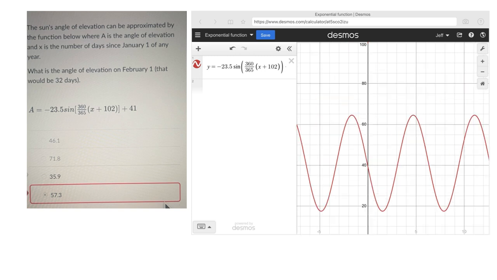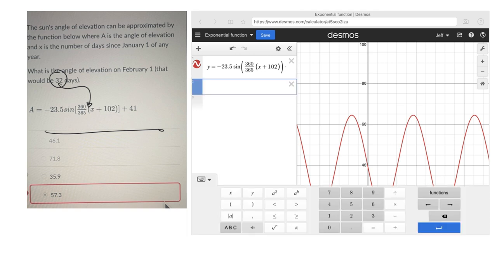Okay, so then they ask, what's the angle of elevation on February 1st? That would be 32 days. So all I'm doing is taking that 32 and plugging it in wherever I see an x. Again, you could do that mathematically, which I'll do in a second, or you can just find it on the graph. So I'm going to do that on the graph here. Right below there, I'm going to type x equals 32.